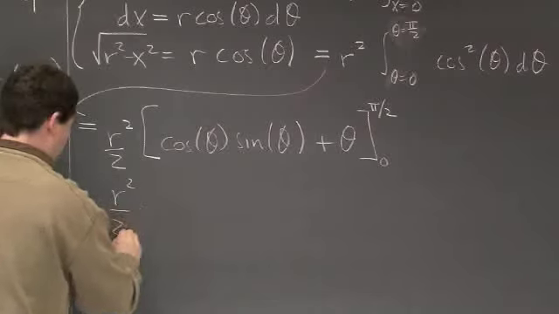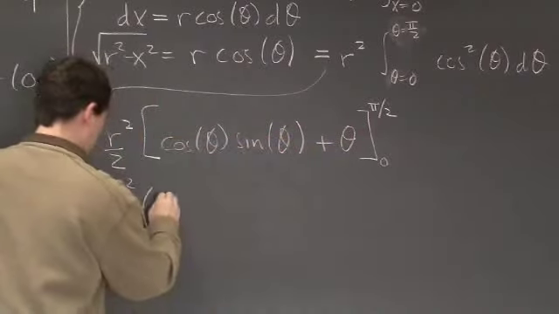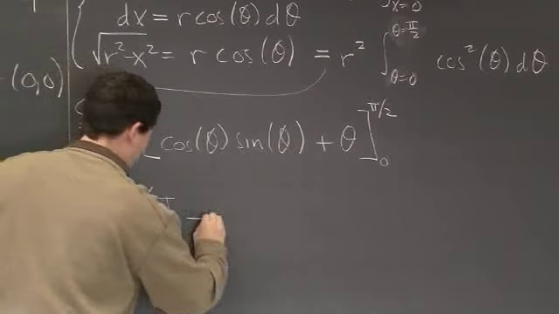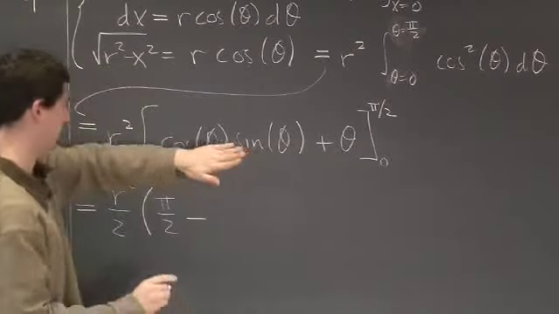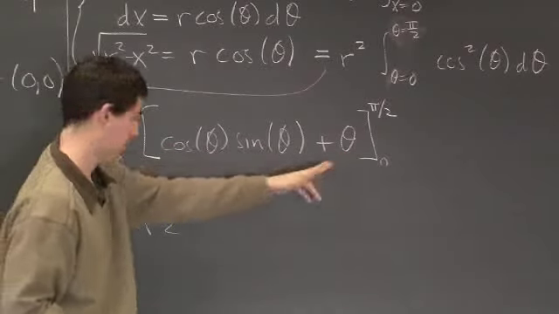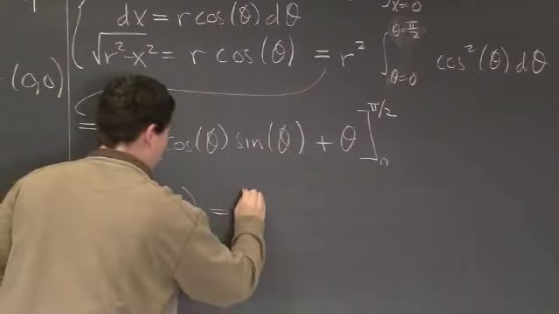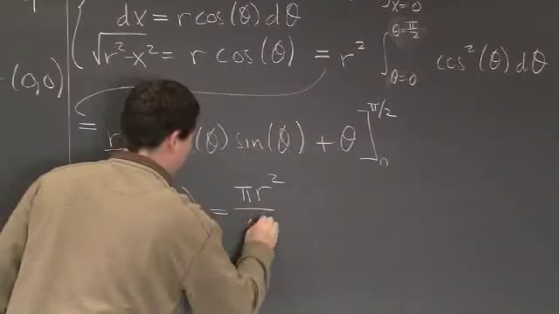So let's see. So you have r squared over 2 times, when you plug in pi over 2, that's 0 and that's pi over 2. Then you have to subtract what happens when you plug in 0. But, of course, that goes away because of the sine of 0. And then that's 0. So there's just nothing to happen there. Okay, and so you get pi r squared over 4.